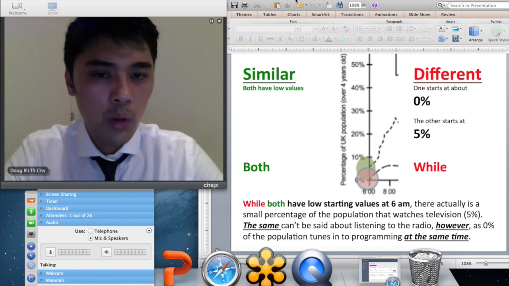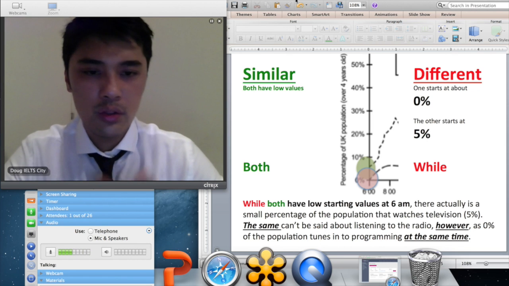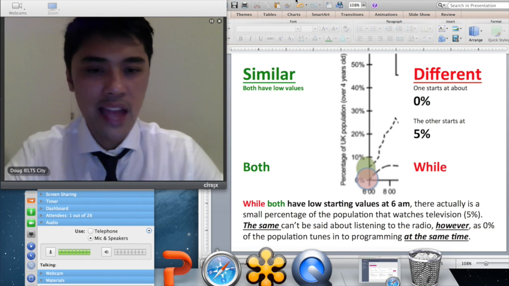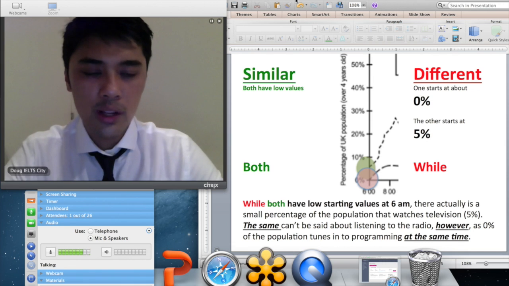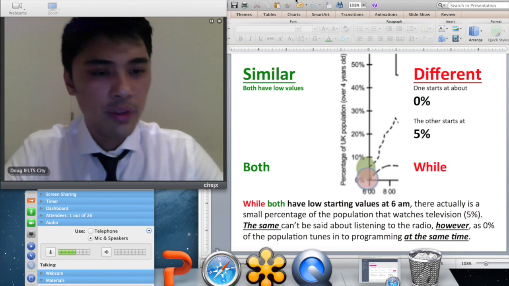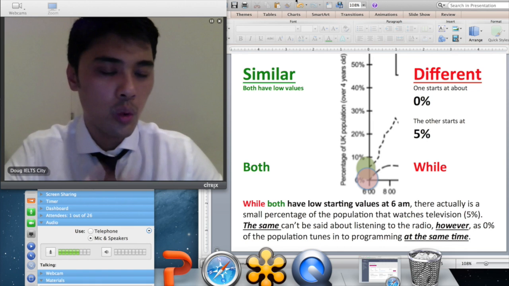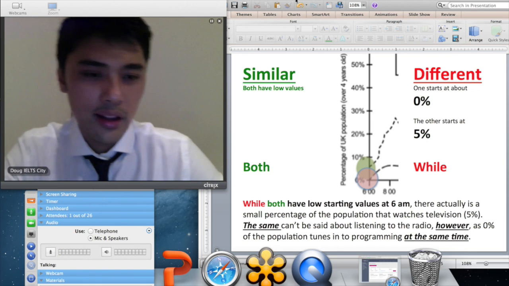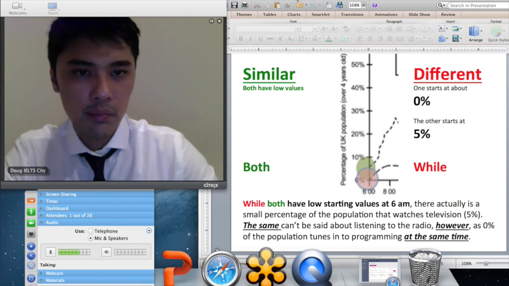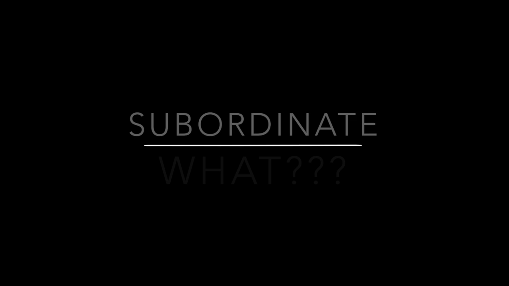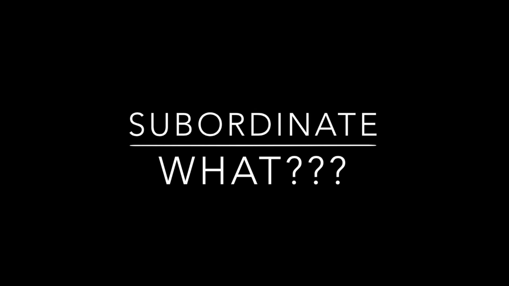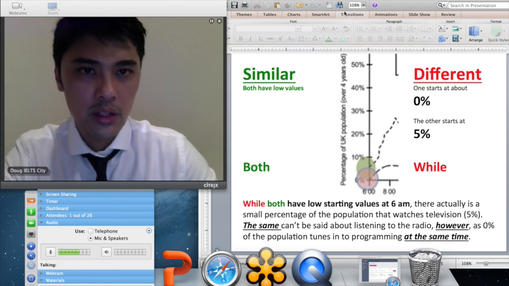So what have we done? We've used while, we've used both, we've talked about similarities and differences, we've thrown in some referencing, we've substituted some words or phrases, and we used transitions or subordinate conjunctions. It's a great idea. Let's look at another example.